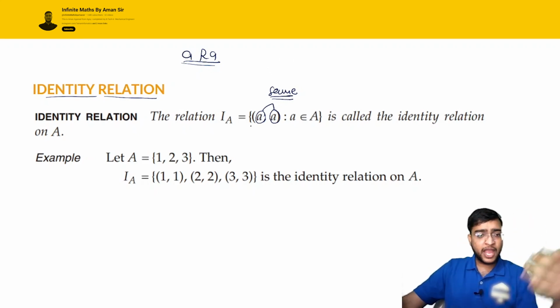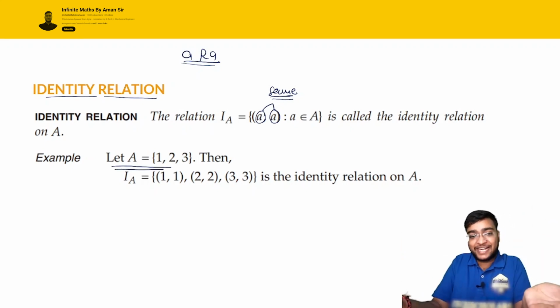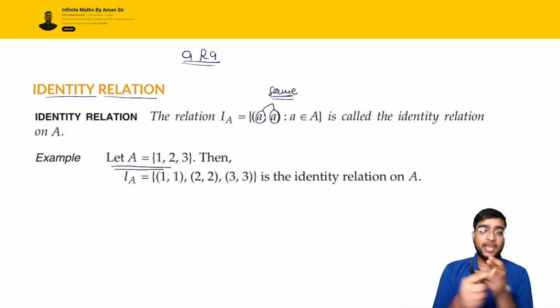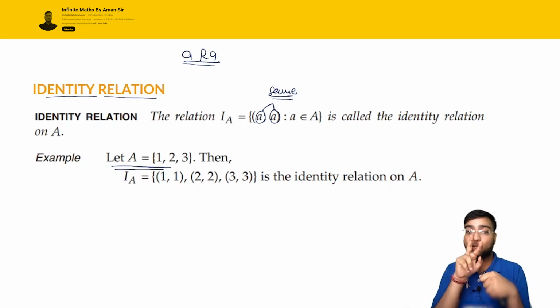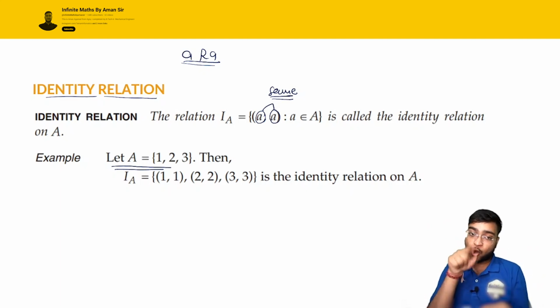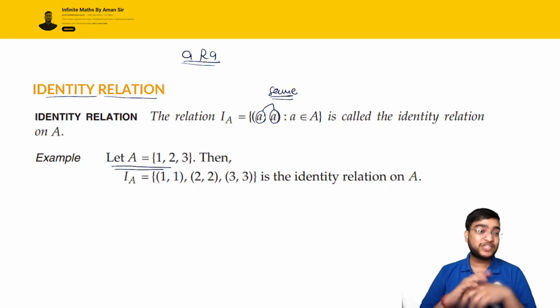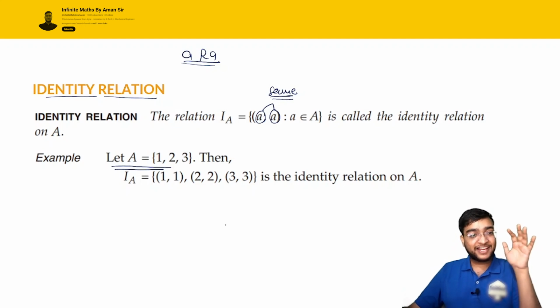And if I take A as my set, that is 1, 2, 3, then what exactly is the identity relation? You can say 1, 1, 2, 2 and 3, 3 are the pairs for my identity relation. Both the elements of the coordinate should be the same for my identity relation. That's how the identity relation works.